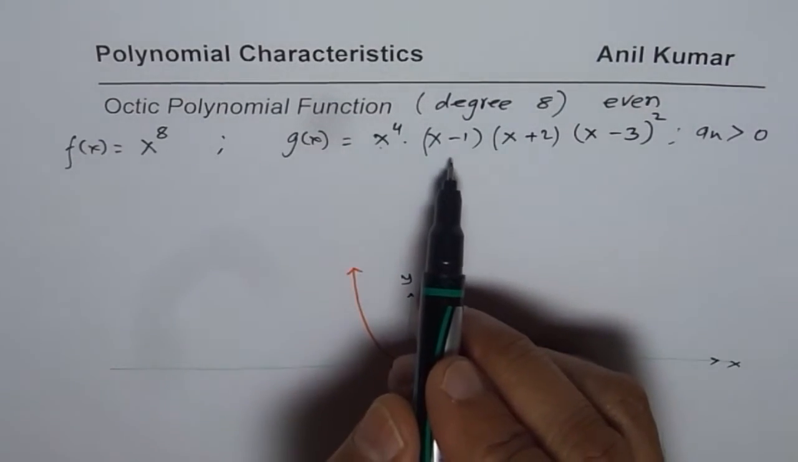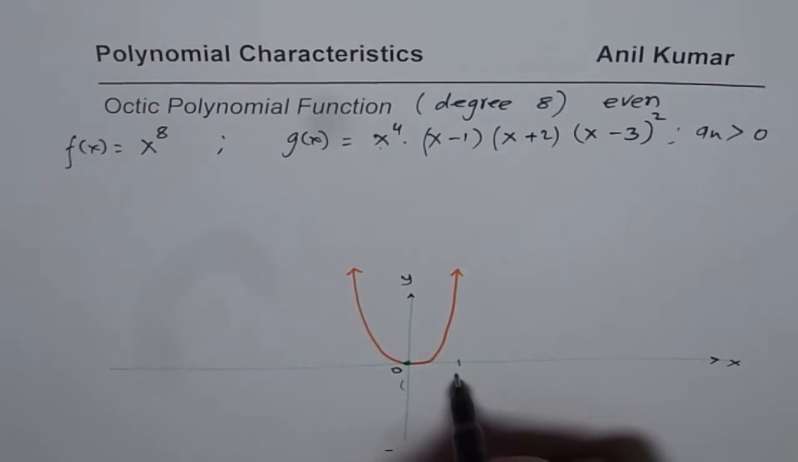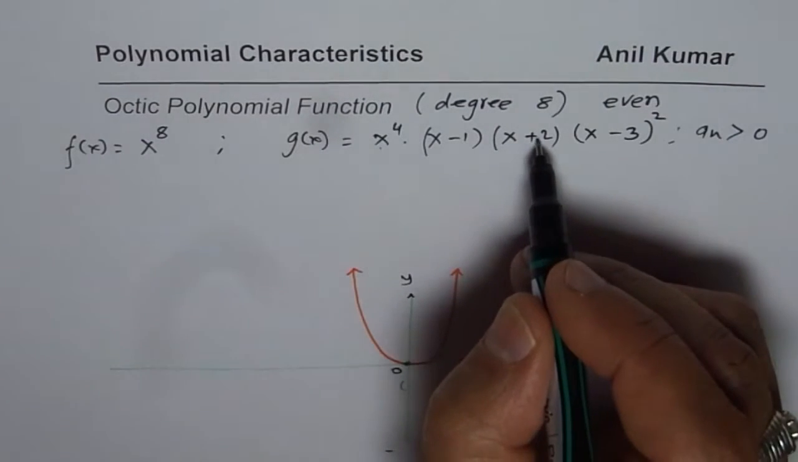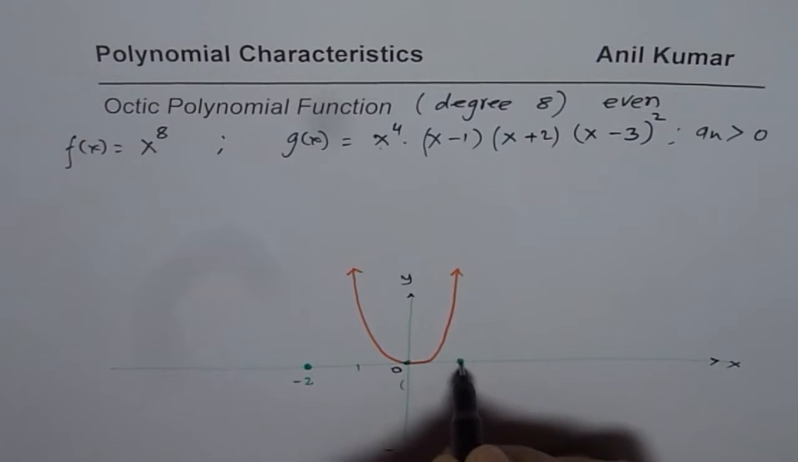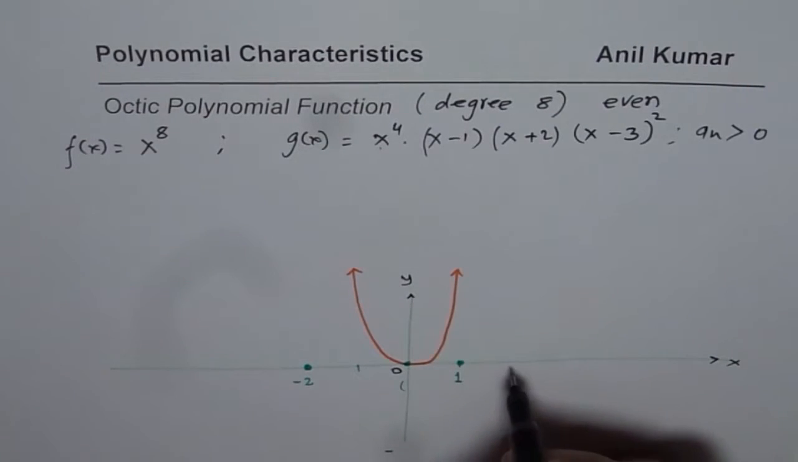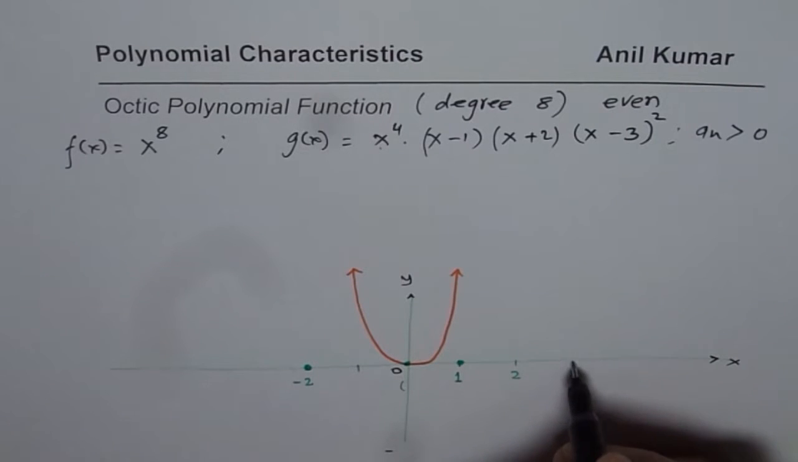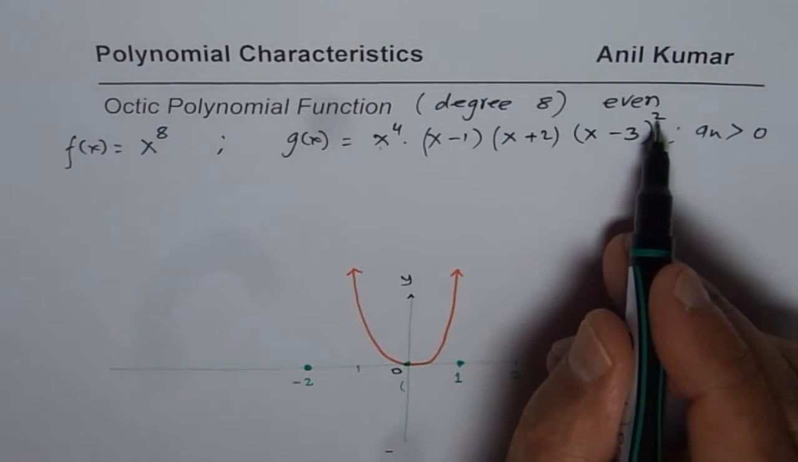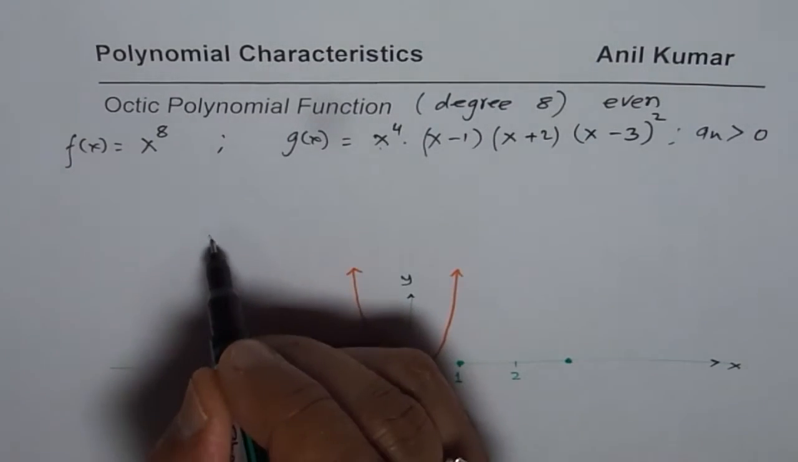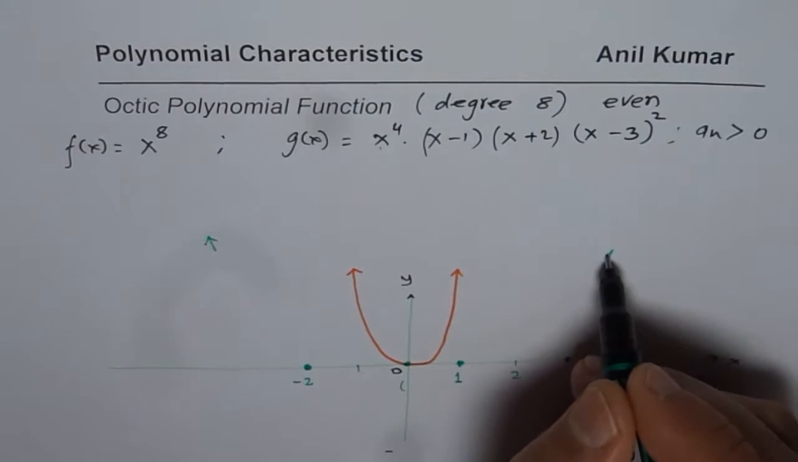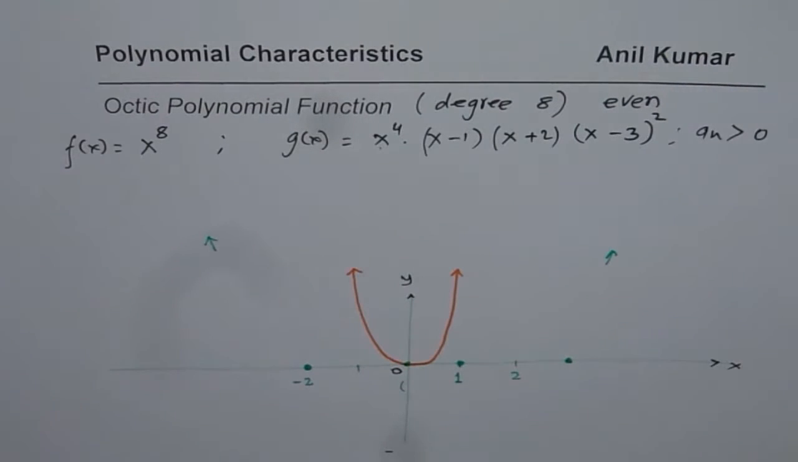The other ones are at 1. Let us say this is 1. Then we have one at minus 2. So this is 1 and this is minus 2. So we have 1 zero here, 1 zero here. And then we have one at 3, which is of order 2. Now since the leading coefficient is positive, end behavior is that both sides are upright. So end behavior is they are always facing the same ends.